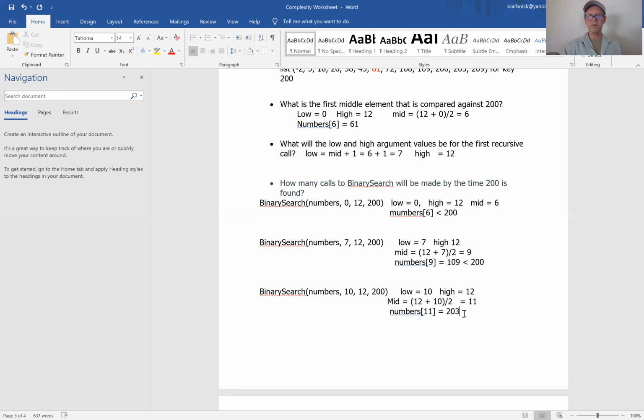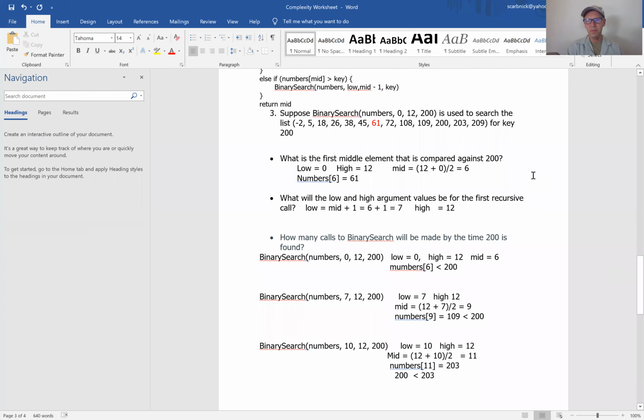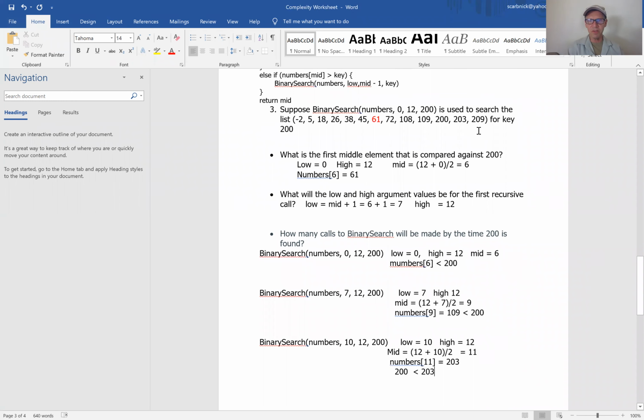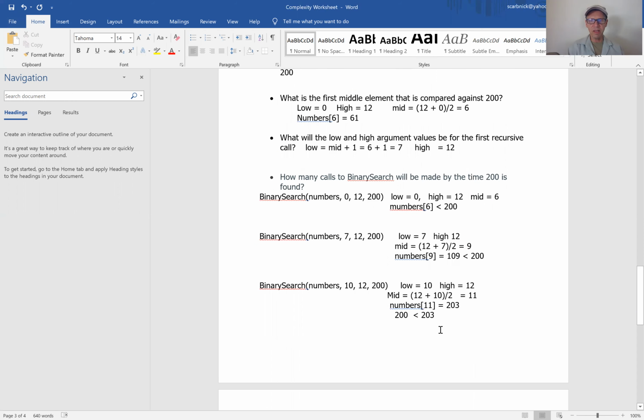So what do we have here? We have 200. 200 is less than 203, so it's less than everything to the right of 203, which means we don't have to look in positions 11 or 12. So the high changes. The low is going to stay 10, but the high is going to become 1 less than the mid.